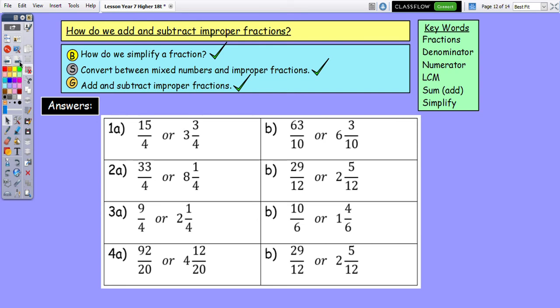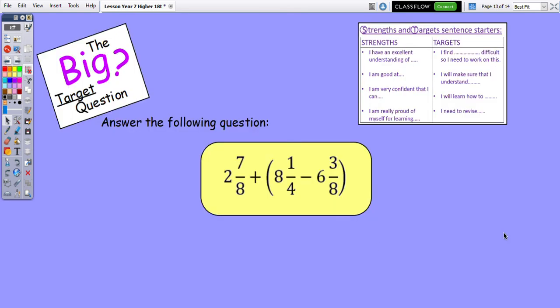Lastly, this bad boy. This is actually a GCSE question, and I like this question because it's pretty easy and straightforward. If you just take a look at the question, we're simply adding 2 7/8 to whatever the answer is to this. That's what we're doing. We're adding this number to whatever the answer is to this. And if you look at the denominators, a bit of a hint.